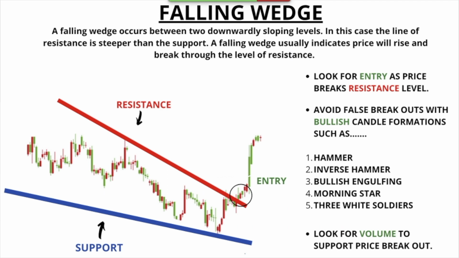So, as opposed to the rising wedge, we have the falling wedge, right? And as the definition states, the resistance is steeper than the support. So you'll see that the resistance is more aggressive than the support. You have a slight decline on the support while you have a major decline on the resistance, right?